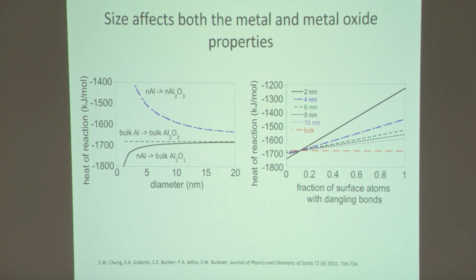Whereas if the nano-aluminum went to the bulk aluminum oxide, I actually get an increase in the heat of reaction, because I start off with a nanoparticle that has this excess surface energy and forms bulk oxide particles which don't. And that shows up then in that plot on the right here as well, the characteristics of how the heat of reaction changes with the fraction of surface atoms with dangling bonds.